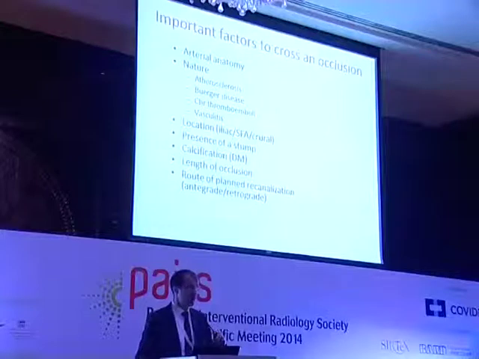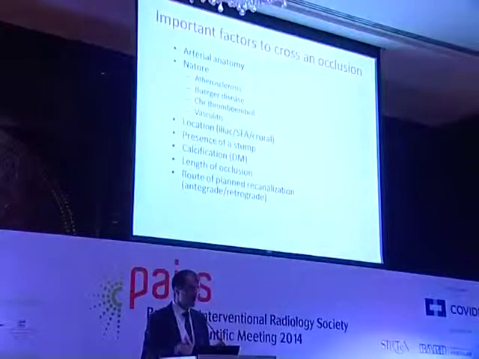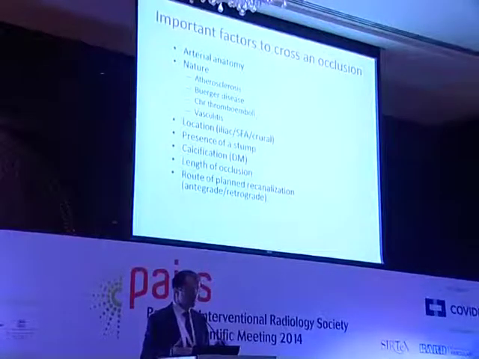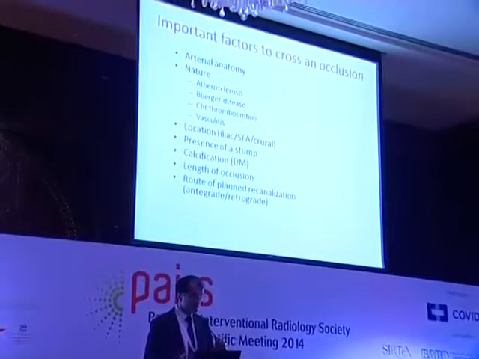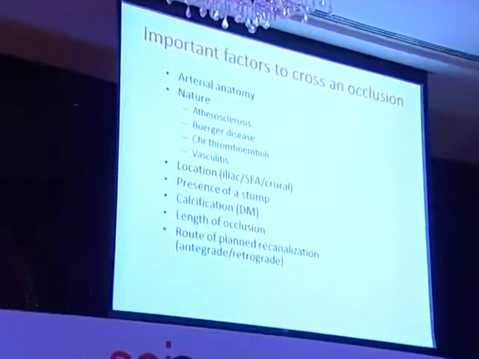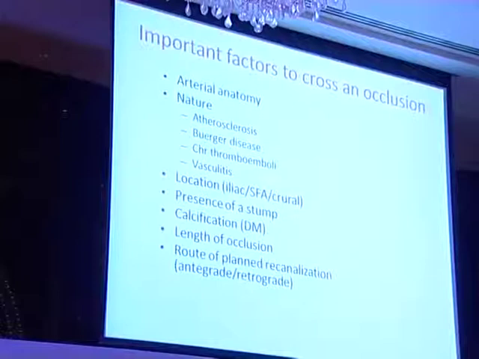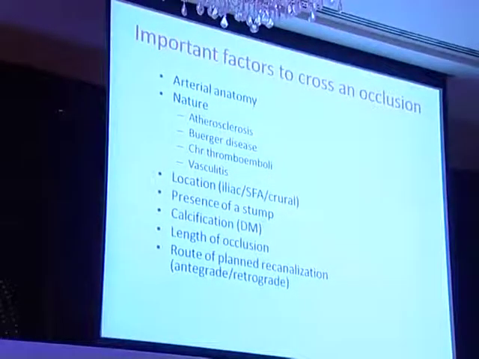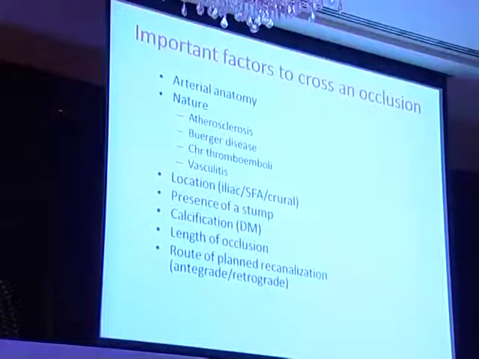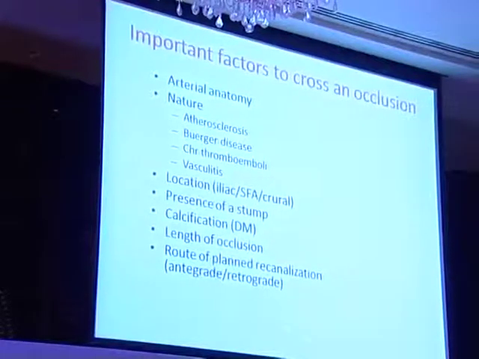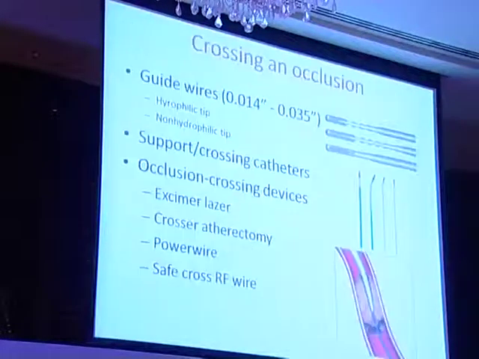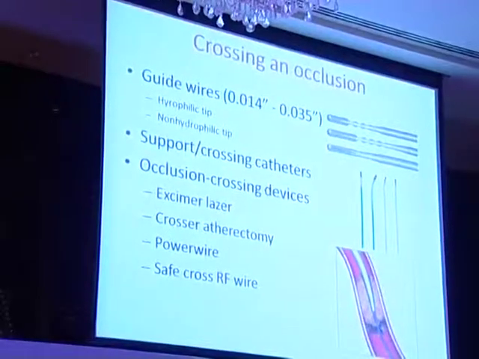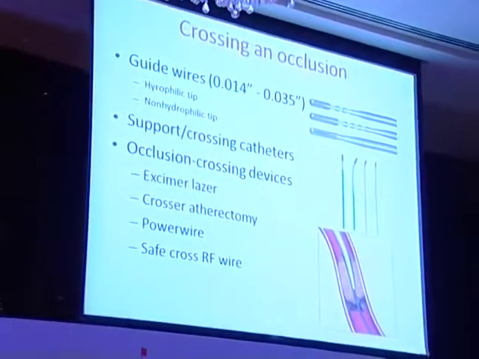There are some factors that we should be aware of to cross an occlusion. Some knowledge of arterial anatomy, the nature of the occlusion, in which case most are atherosclerosis, the location of the occlusion, presence of a stump before the occlusion, calcification is important, especially in diabetic patients, length of occlusion, and route of planned recanalization. So to cross an occlusion, we need some devices.